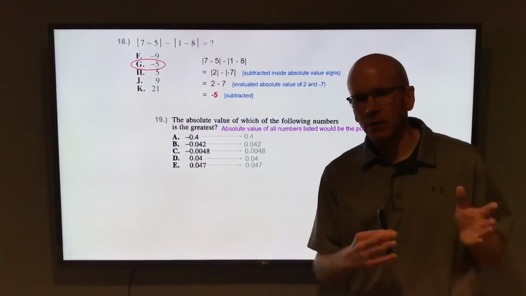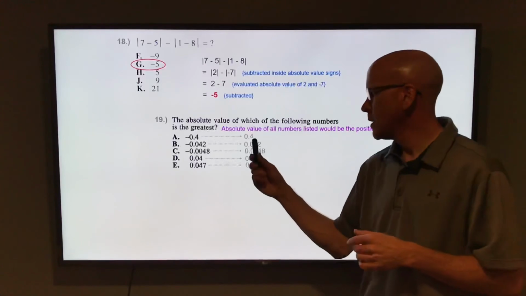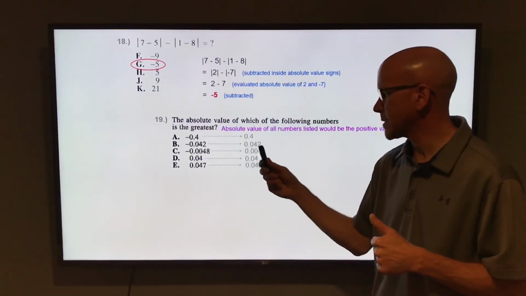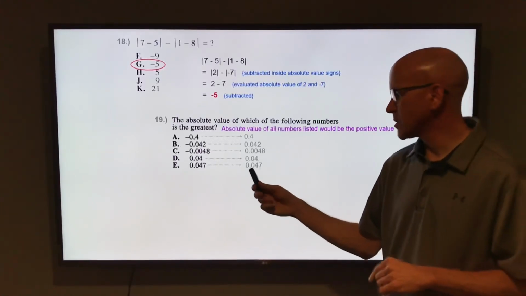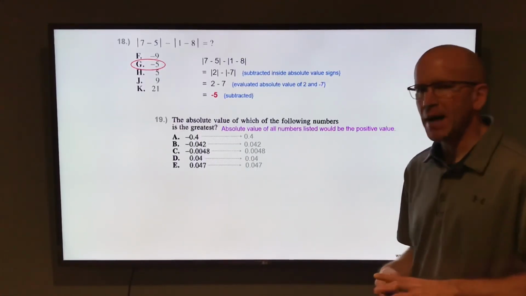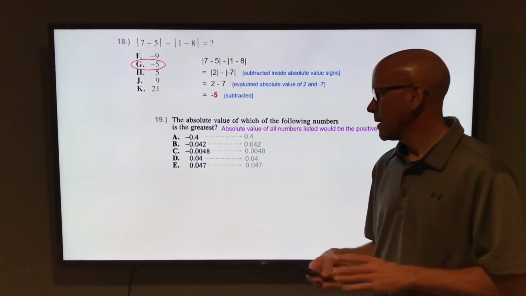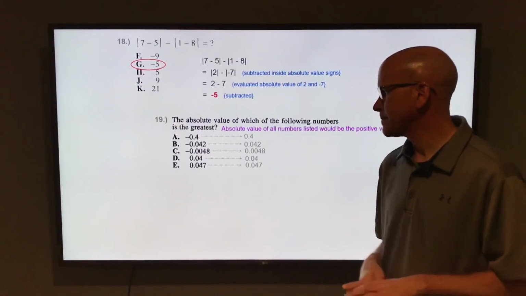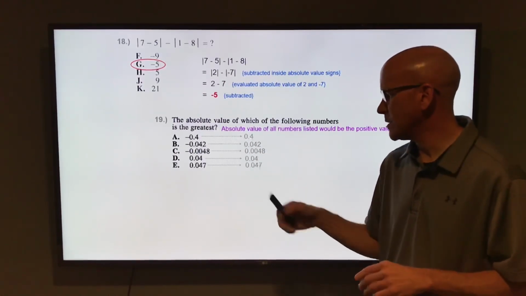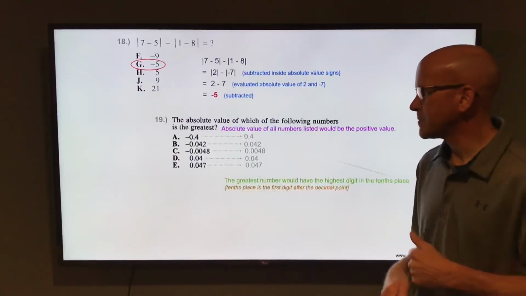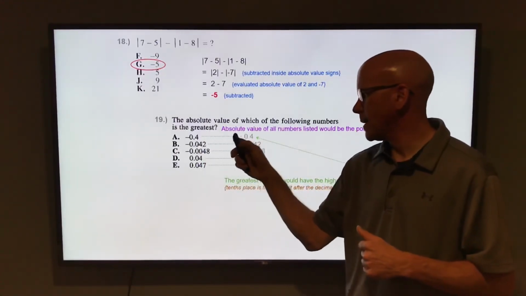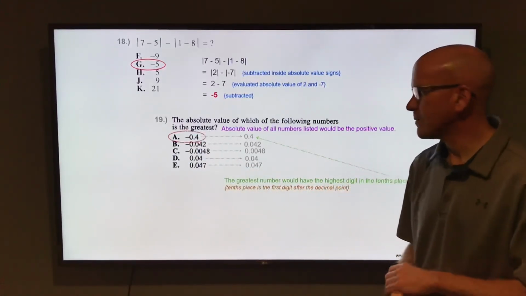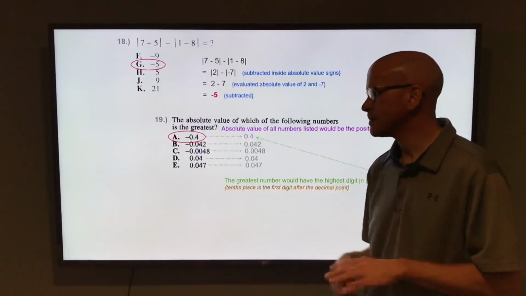Well, that takes you back to elementary school. Back in elementary school, they talked about the places after the decimal point. You had the tenths place, the hundredths place, the thousandths place. We're looking at the largest number in the tenths place. That is the largest value. Another way to think about it is money. 40 cents is more than 4 cents. And 40 cents is more than the rest of these as well. So the one with the greatest value there is letter A. The absolute value of negative 0.4 has the greatest value of all those. Letter A is correct.